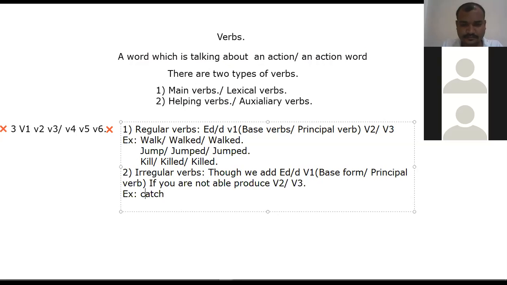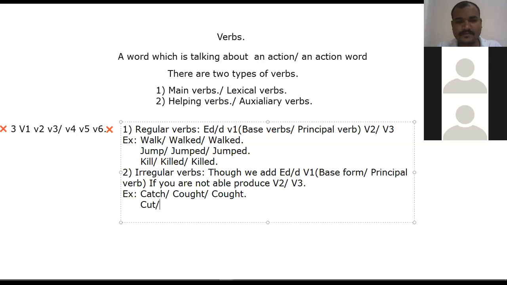Catch. Catch. Caught, caught, caught. So here there is no D and ED form. Correct? Correct, sir. Next. So what is the next form? Cut, cut, cut. Very good.